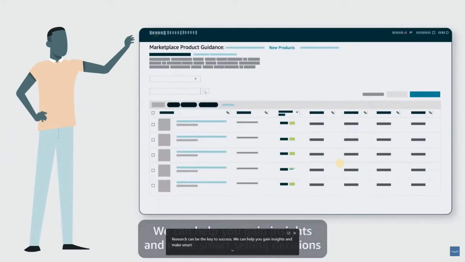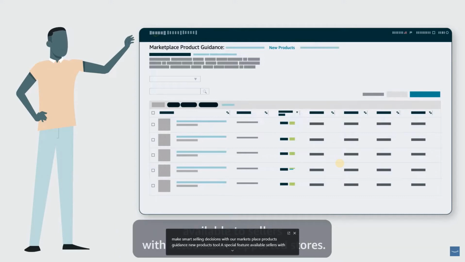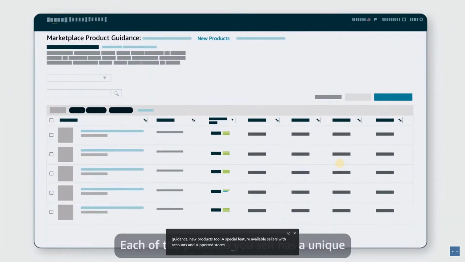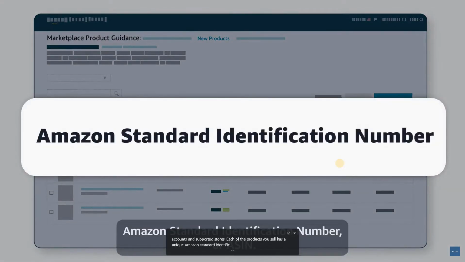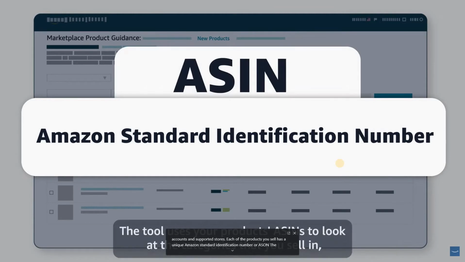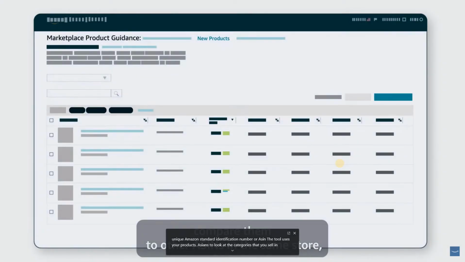We can help you gain insights and make smart selling decisions with our Marketplace Product Guidance New Products tool, a special feature available to sellers with accounts in supported stores. Each of the products you sell has a unique Amazon Standard Identification Number, or ASIN. The tool uses your product's ASINs to look at the categories that you sell in, compare them to other ASINs in the same store, and give you personalized advice about opportunities for offering new products not currently in your catalog.